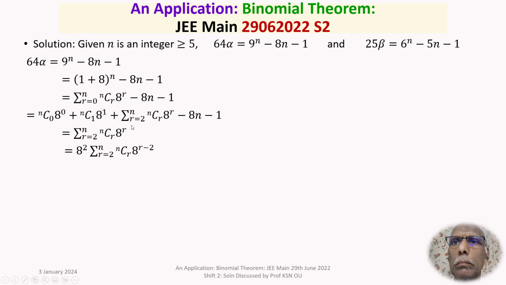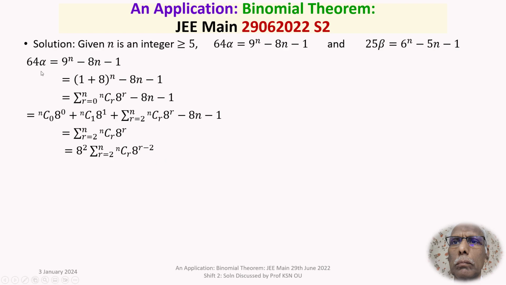Agreed. Now, r is equal to 2 means it starts from 8 square onwards. 8 square, 8 cube, up to 8 power n expansion will come. So in all these things 8 square is common. So take 8 square common. So 8 square is taken out. Sigma r is equal to 2 to n nCr into 8 power r minus 2, because we have taken 8 square out. So this is the one.